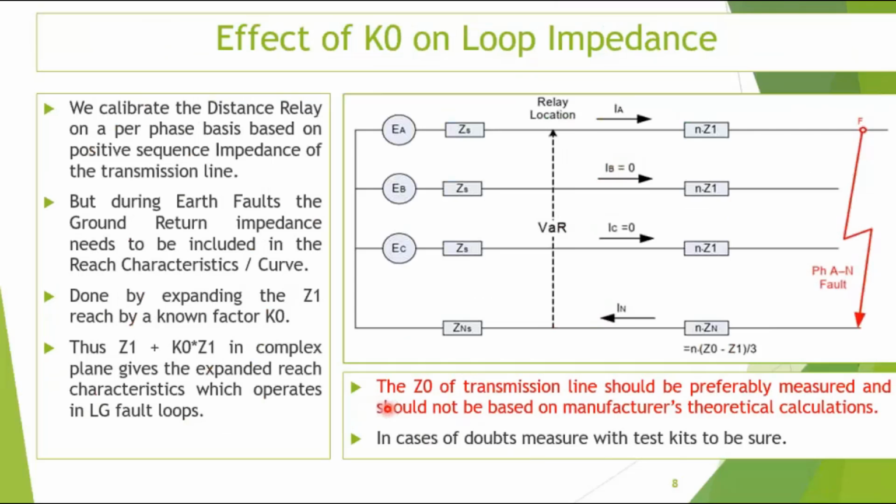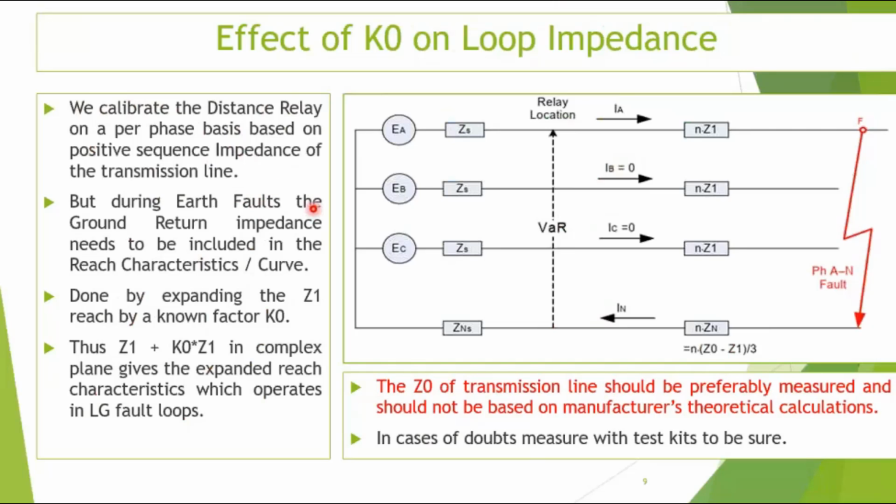Now next one, this is again the same thing, a little repetition only. We calibrate the distance relay: effect of K0 on loop impedance. Now we come to an important concept called per loop and per phase. That is why I have made this one. Now we calibrate the distance relay on a per phase basis based on positive sequence impedance of the transmission line. The distance relay reach diagram which we draw is based on the positive sequence impedance of the transmission line.